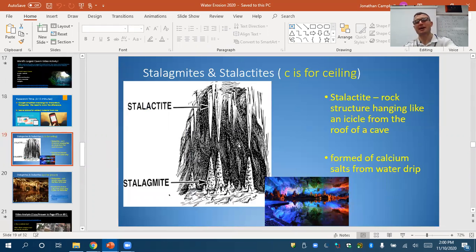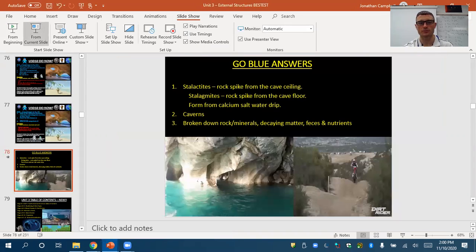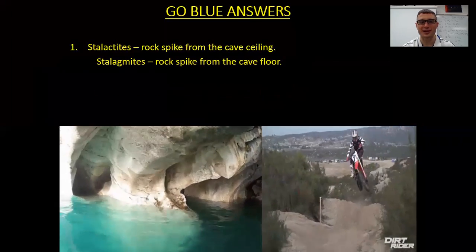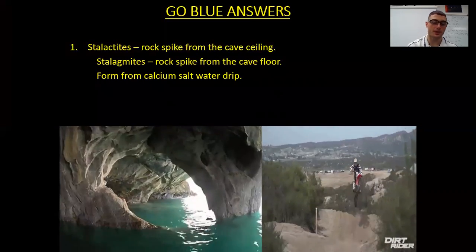See this here, guys? Stalactite, that's the top part. Stalagmite, that's the ground building up right there. Okay, let's go back to our lesson now. Oh, you saw the answer. It's okay. We're going through it. And yeah, formed from calcium salt drip.